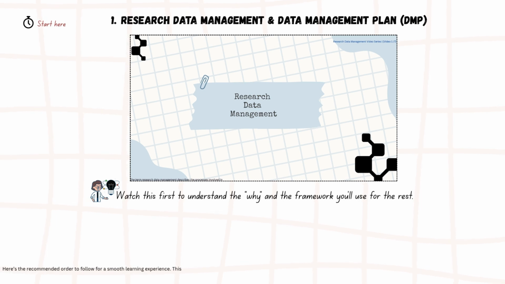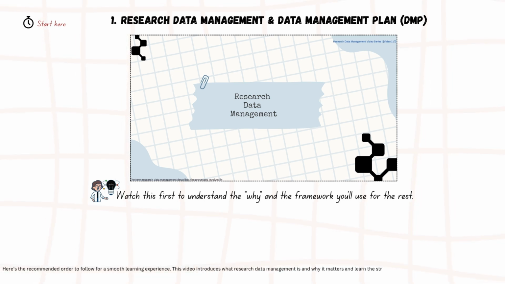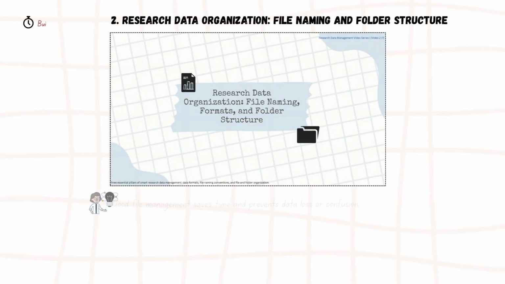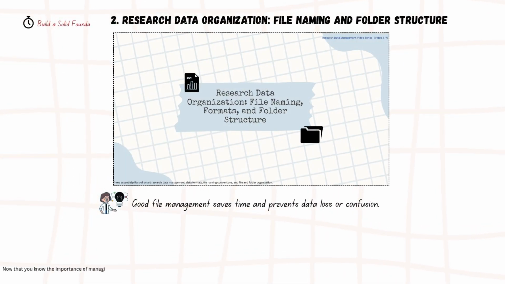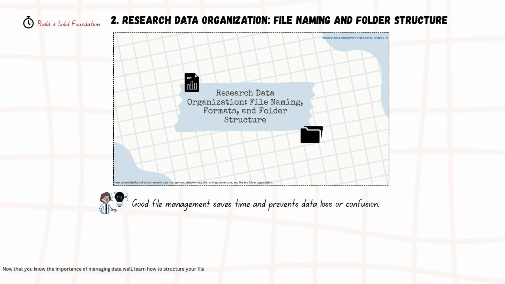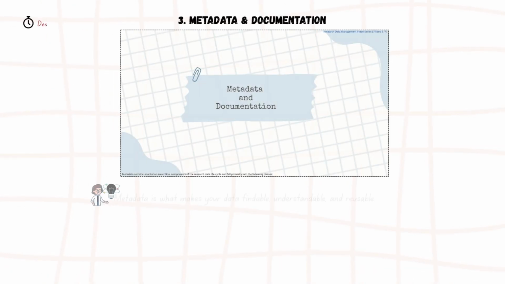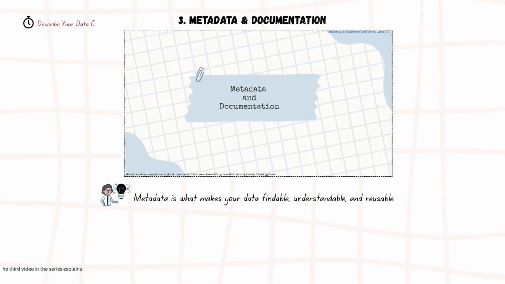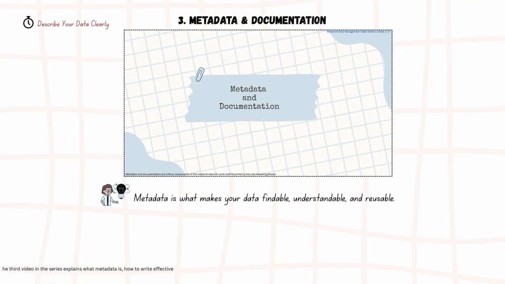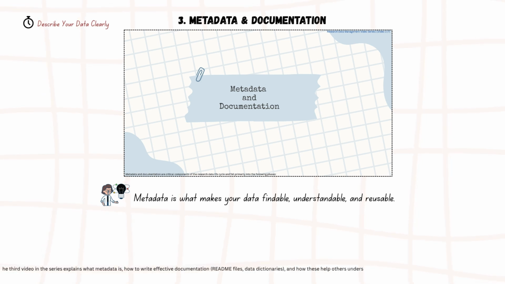This video introduces what research data management is and why it matters, and you'll learn the structure of a data management plan. Now that you know the importance of managing data well, learn how to structure your files and folders, use consistent file names, and prepare your data for future use. The third video in this series explains what metadata is, how to write effective documentation, README files, data dictionaries, and how these help others understand and reuse your data.